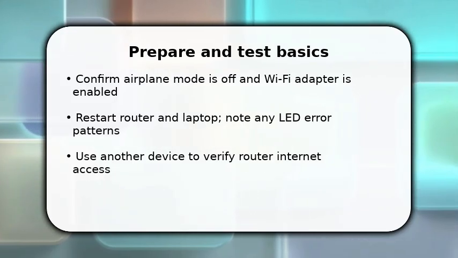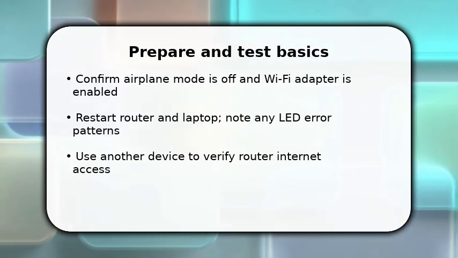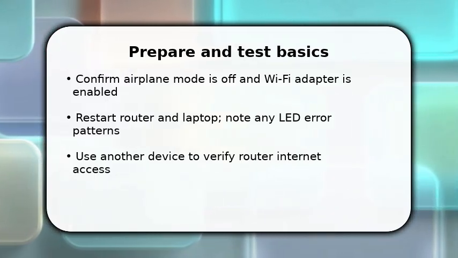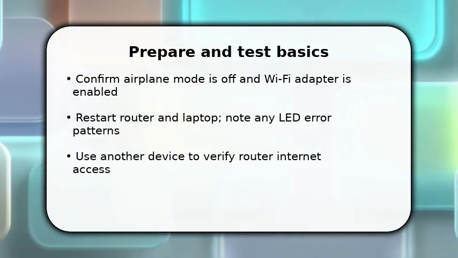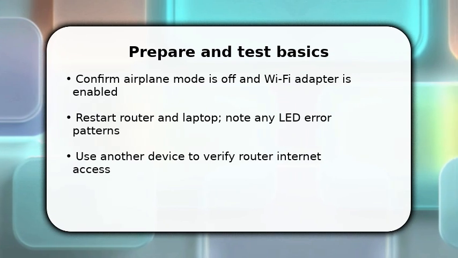While the devices reboot, check another phone or tablet on the same network to confirm the router has internet. If that device fails too, the issue is upstream, and you should continue with the router and ISP checks.